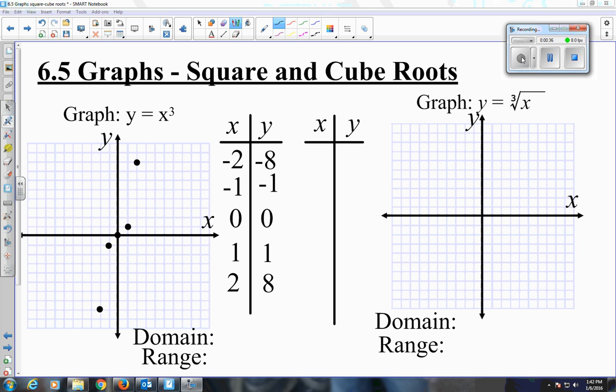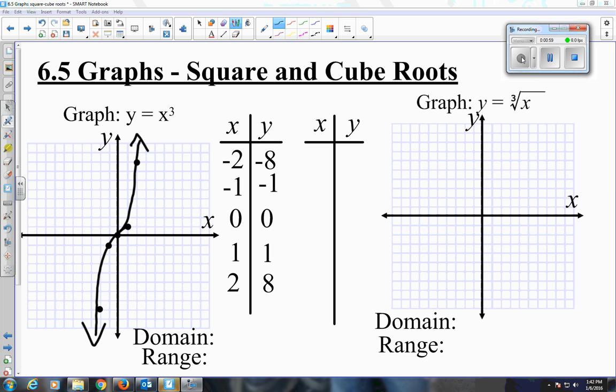We choose our x values, -2, -1, 0, 1, 2. My y values would be -8, -1, 0, 1, and 8. So if I plot those points, it looks something like that. We've done that quite a bit. We should be getting pretty comfortable with that.